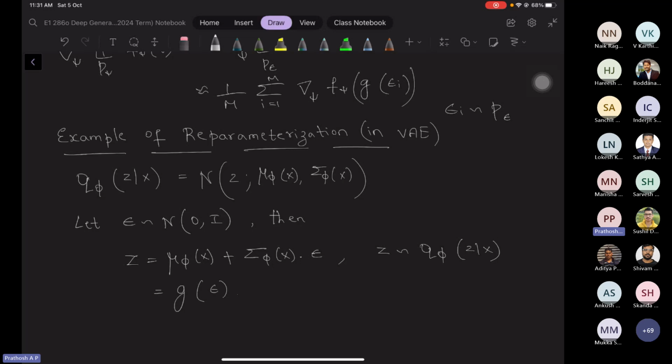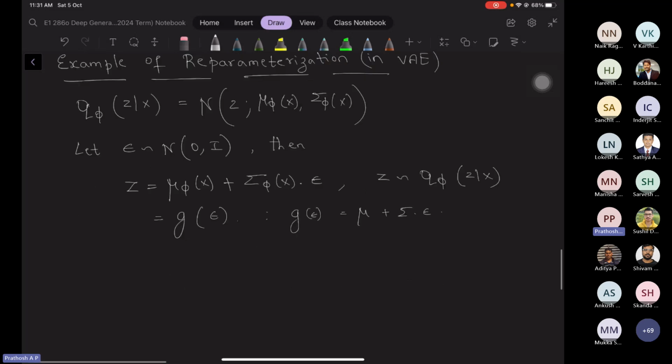Is this all right? Where this G function is simply mu plus... So this is one way. There is another way to reparameterize, which is not often used in VAE literature, but there is one other way to reparameterize.